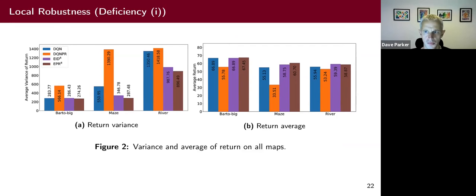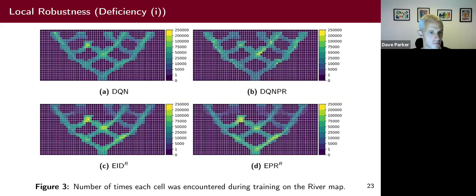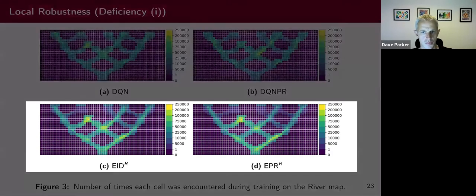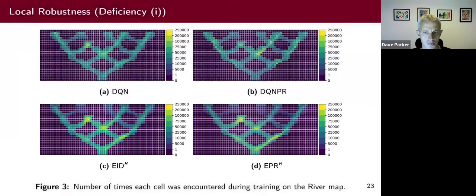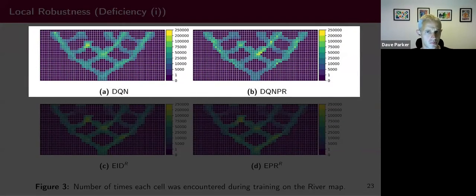The reason for the increased performance and decreased variance can be explained in the training. We here show how often each cell was encountered during the training of the river map. One can clearly observe that the problematic areas are visited more often when using EIDR or ERPR than when using DQN or DQN-PR.